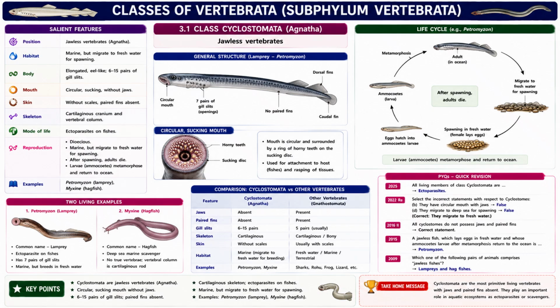Common name of the Petromyzon is lamprey. Ectoparasite on fishes, has 7 pairs of gill slits, marine but breeds in fresh water. The common name of the Myxine is hagfish, a deep sea marine scavenger. No true vertebrae. Vertebral column is a cartilaginous rod. The comparison between Cyclostomata and other vertebrates you have to do. Stop the video here and study the previous year questions.